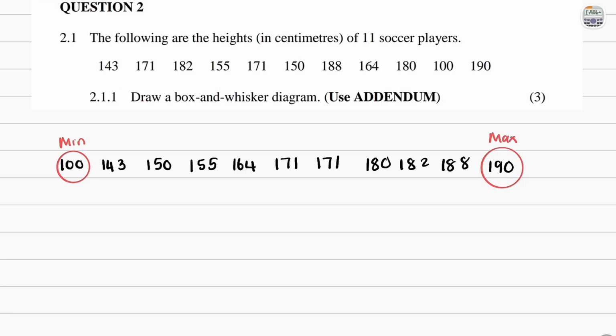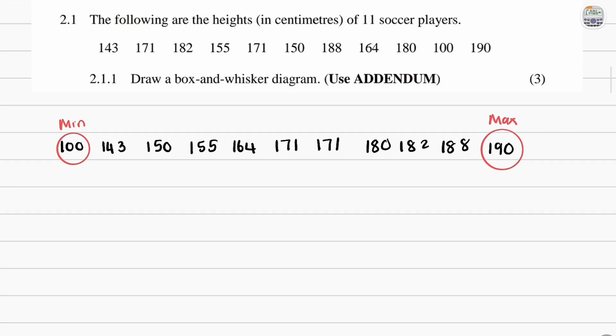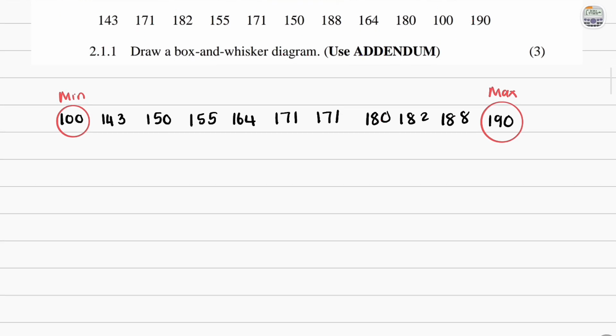And then we need Q2. If you get Q2, it's easier to find the other quartiles. Okay, so Q2 would be the middle. If there are 11 numbers, it means that if you divide by 2, you're going to get 5.5, meaning your numbers are going to be like this. There'll be 5 on the left and 5 on the right, and then that 6th number is the middle. So find number 6, and that's 1, 2, 3, 4, 5, 6. This is Q2. Okay, so we'll take that as Q2.